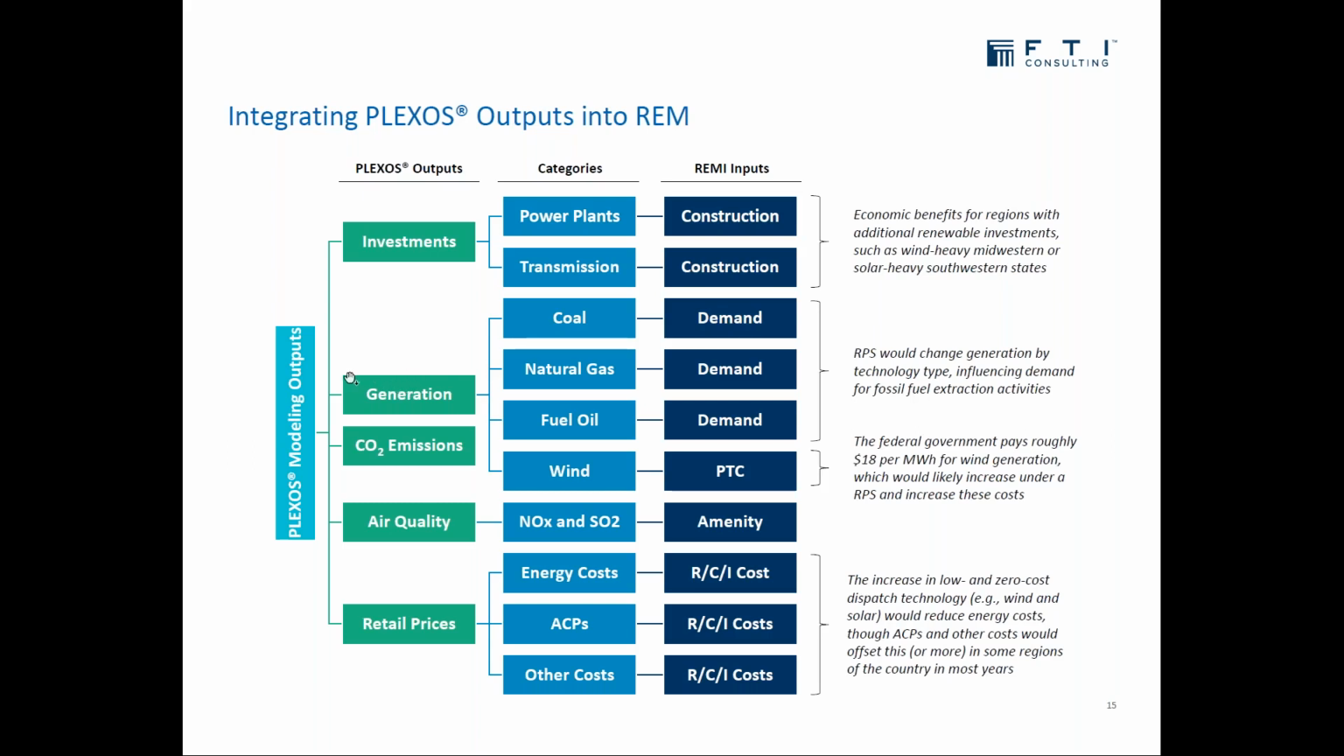We also do the generation, so how much plants are running or not running, which influences demand for coal, natural gas, fuel oil, and the wind PTC. We have CO2 emissions. We also have air quality emissions, which affect the amenity that I talked about a second ago. And then we also have retail prices. So that's going to affect the residential, commercial, industrial costs of electricity based on an output of our power sector.